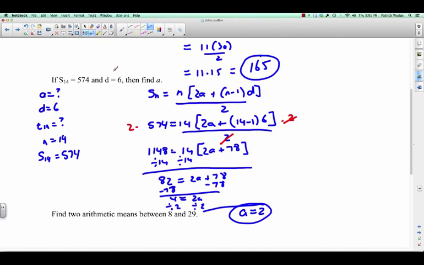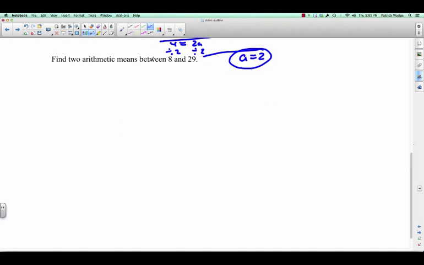Okay, this last question is kind of a strange one. It kind of seems that we should have done this last day. Basically, when they're talking about arithmetic means between 8 and 29, it means if you had the number 8 and the number 29, what numbers would have to go here and here to make this an arithmetic sequence? Or an arithmetic series if you want to put plus and plus and plus. That's not so important. What's important is what numbers go here and here to make this an arithmetic sequence.